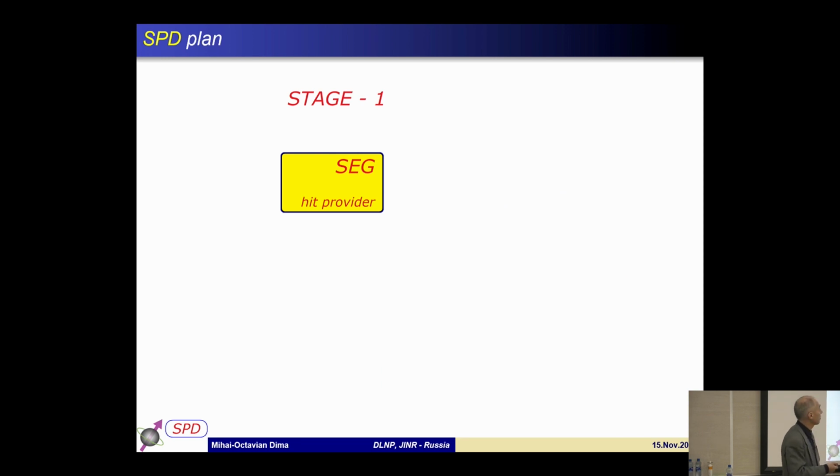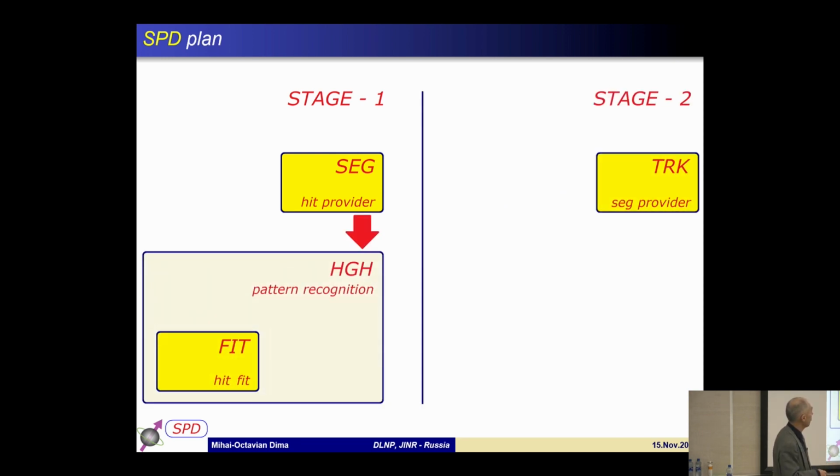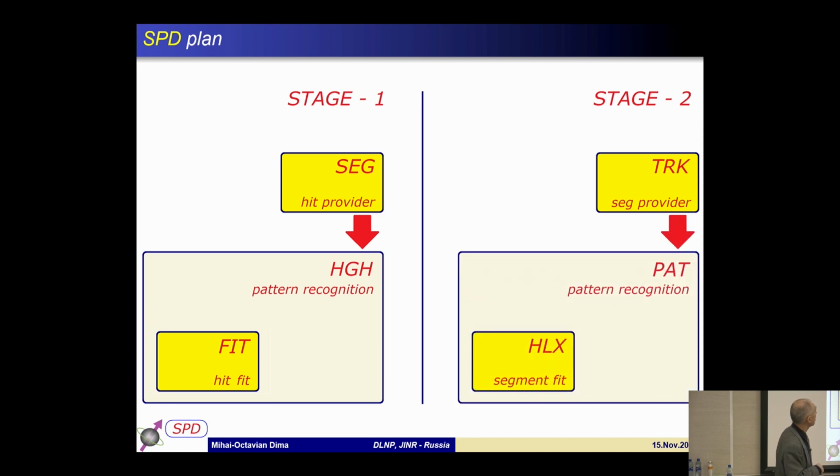So this is the plan for work. Initially, I started thinking about this routine here, a fast track fit, and I realized that you need all these other things here. So here you assemble segments into a helix, into a track. But you have to do first the fit that gives you the segments.